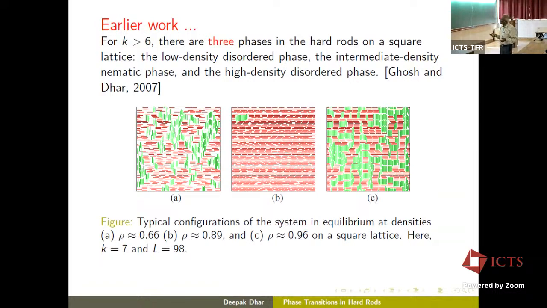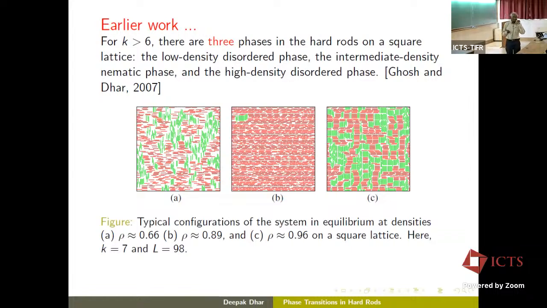But if you increase the density to even bigger, then the structure goes to something like this, which actually has equal numbers of horizontal and vertical rods. And these simulations are not very easy to do because there are jamming problems, and it takes time to equilibrate and so on. But we were quite confident that these things have thermalized, and at this density, this is a typical configuration. And so it actually shows 2 phase transitions. This is called the disordered phase, this is called the nematic phase, and we call this the high density disordered phase.